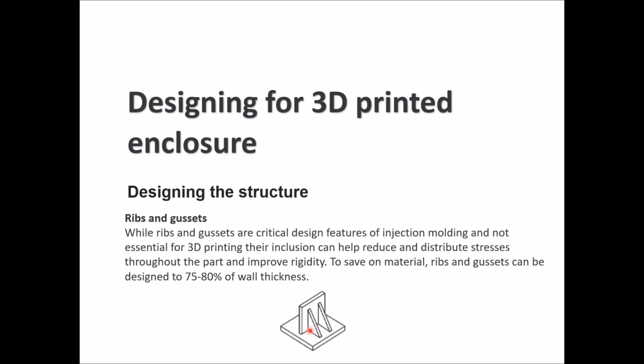Ribs and gussets, any kind of supporting material like the one back in here. These are critical design features of injection molding and not very essential for 3D printing. Their inclusion can help reduce and distribute the stress throughout the part and improve rigidity. Ribs and gussets can be designed at 75 up to 80% of the wall thickness, by which we mean the thickness in here.